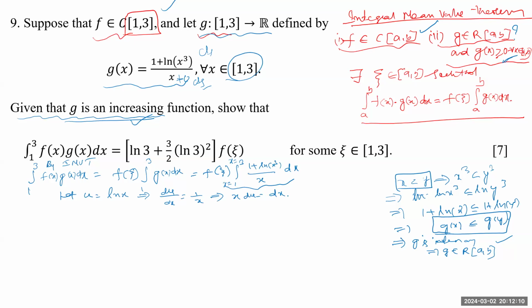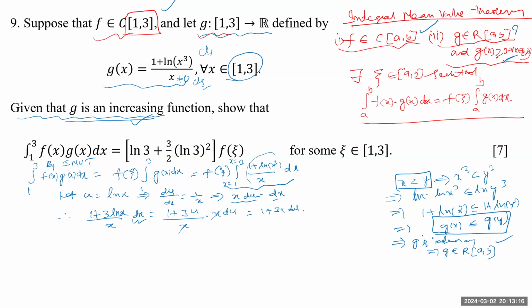Therefore, what is the integrand, 1 plus 3 ln x over x dx? I need to convert it into an integrand with respect to u. 1 plus 3 ln x over x dx equals, 1 plus 3u over x times x du, because dx is equal to x du, right? So x and x cancel, and we get 1 plus 3u du.